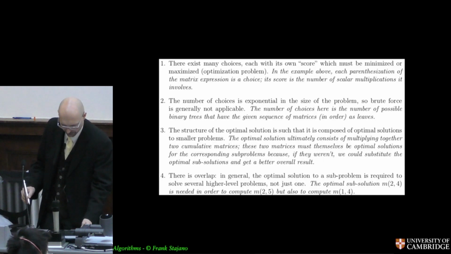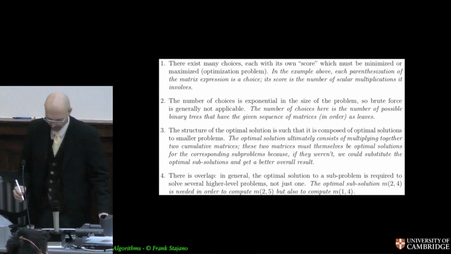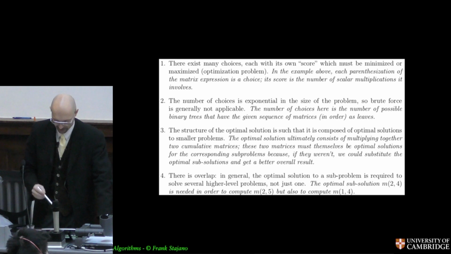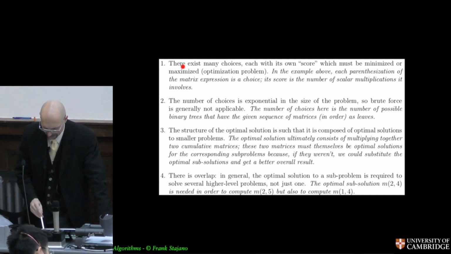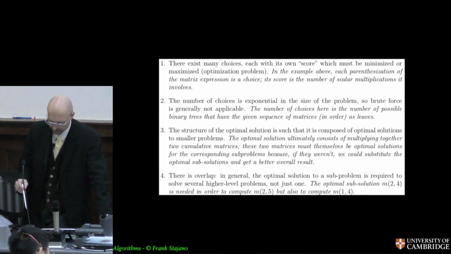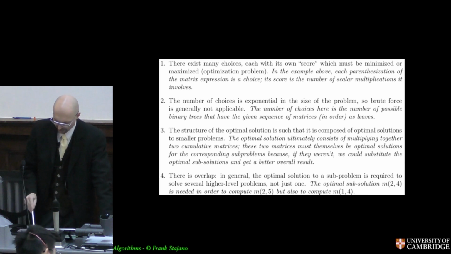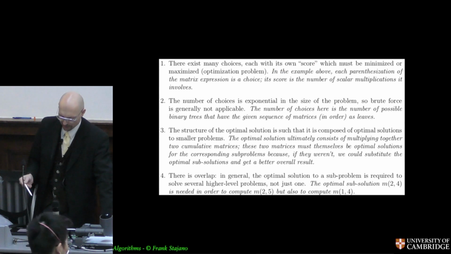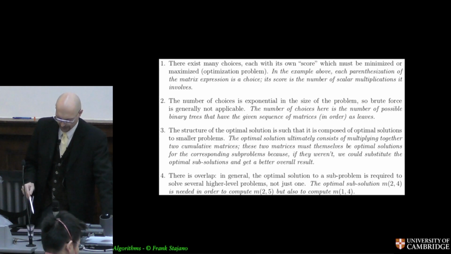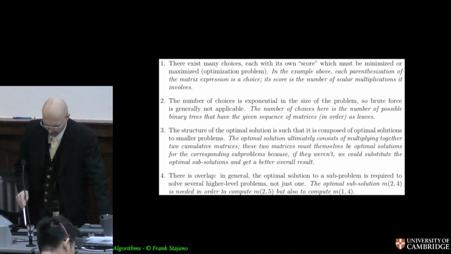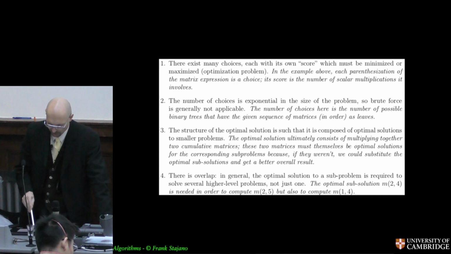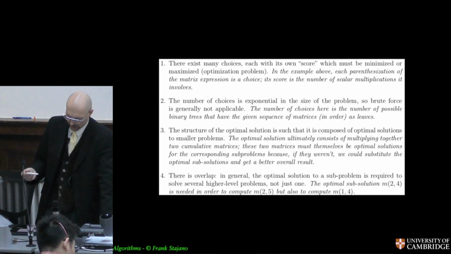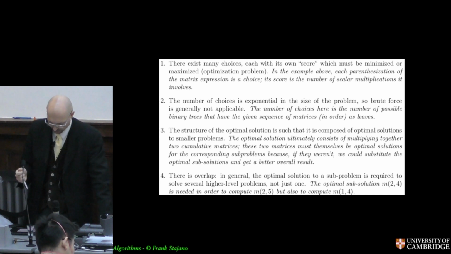So if we wanted to summarize the general principles of dynamic programming from the examples that we have seen so far, then a typical thing is that there exist many choices. This is coming straight from your handout. There exist many choices. Each choice has some kind of score which must be minimized or maximized. It's an optimization problem. And in the example we just finished, each parenthesization of the matrix expression is one possible choice, and the score is how many multiplications I do, and I want to minimize the number of multiplications.